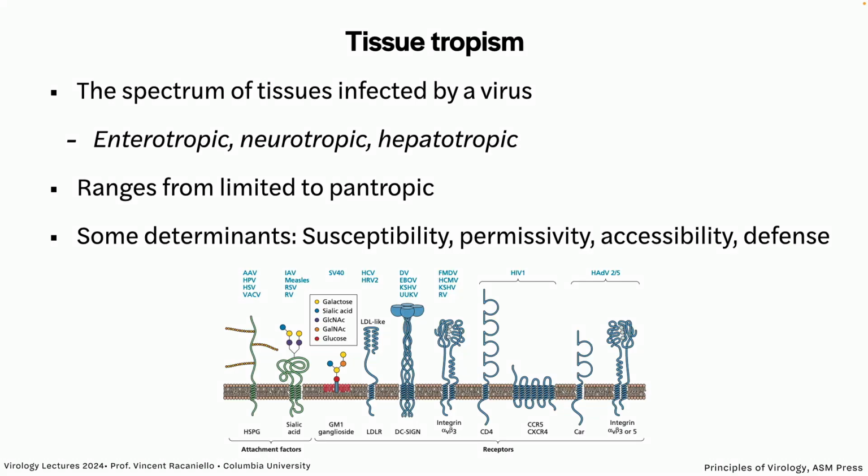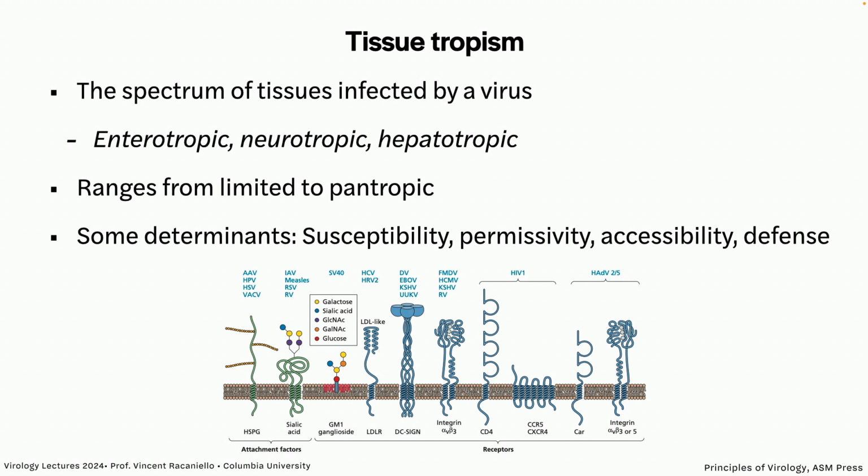A big part of pathogenesis is tissue tropism, where the virus reproduces. So we have words for that. If a virus reproduces in your intestines, we call it enterotropic, neurotropic for the CNS, hepatotropic for the liver. And viruses can be very limited in their tropism, or they can be pantropic. They can reproduce in many tissues. And so a big part of virus research is to understand what controls this, right? Why are some viruses limited and others pantropic? Because maybe you can get ideas about controlling them.